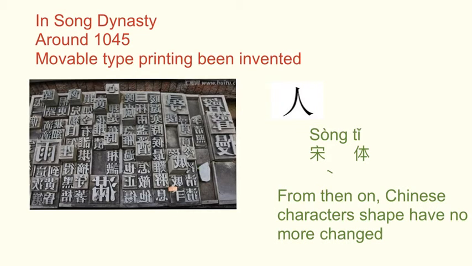And after the Tang Dynasty is the Song Dynasty. Around 1045, movable type printing technology was invented, and for that reason, the Chinese character shape needed to be more standard and easier to recognize. So from then on until now, the Chinese character font has not changed too much.